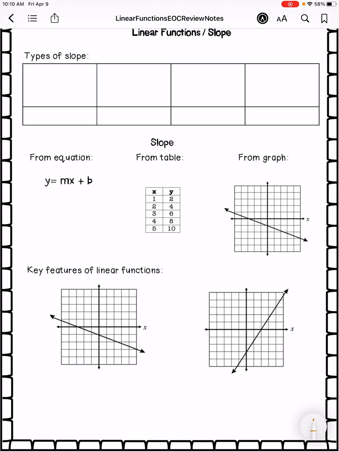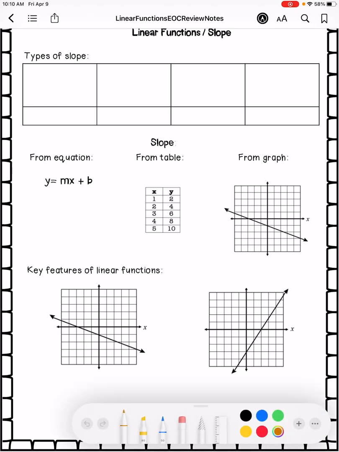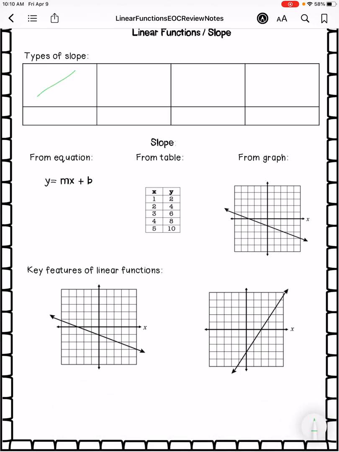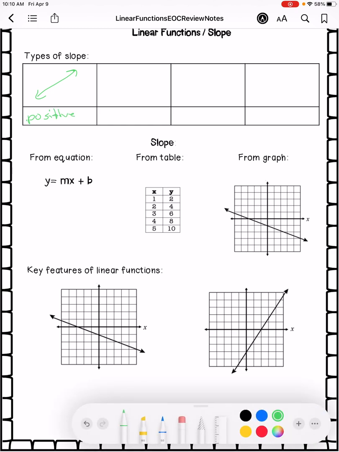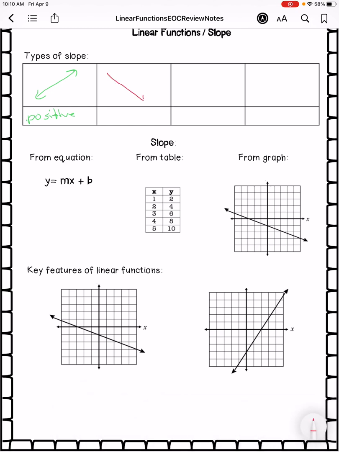We have a slope that is going up from left to right. That would be a positive slope. So a positive slope would be going up from left to right. And again, that would be positive. Okay. A negative slope would be our next one. And a negative slope is going down from left to right.